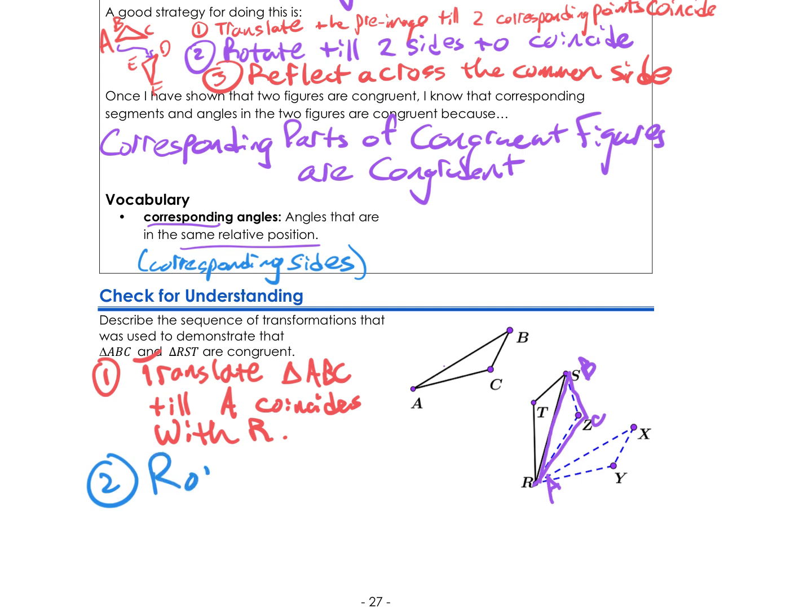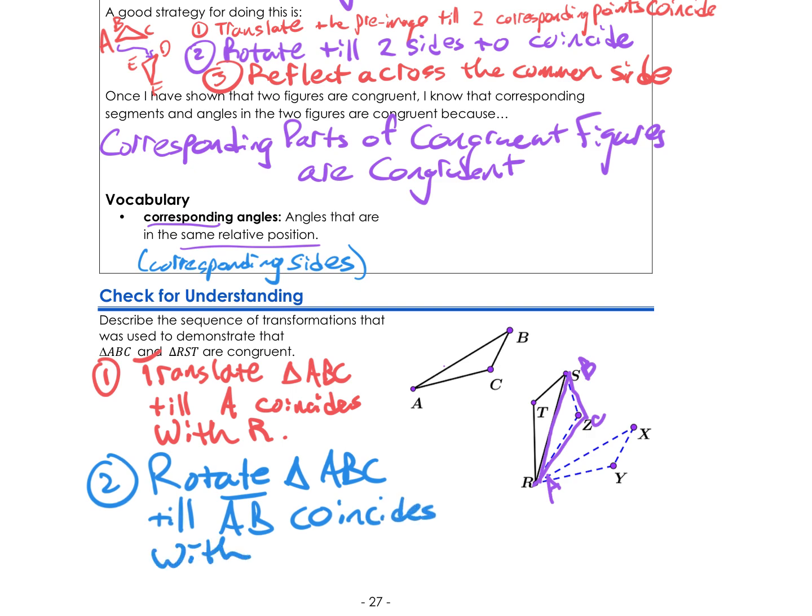So let's rotate ABC till, and let's say till side AB coincides with RS. Okay? So there you have it. AB corresponds to RS. Now what do we need to do?